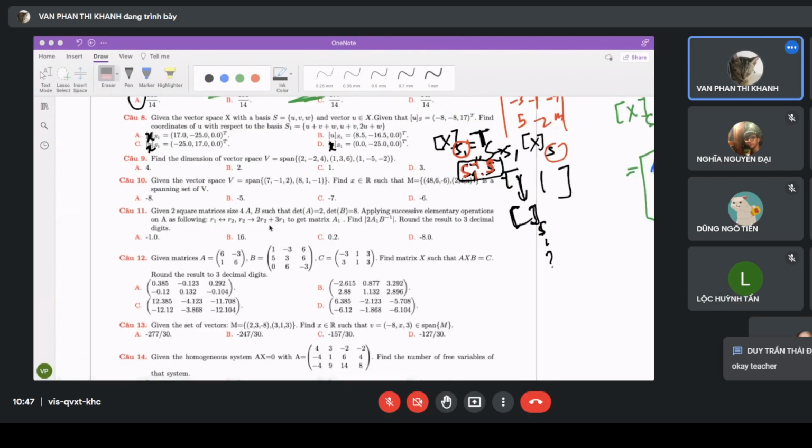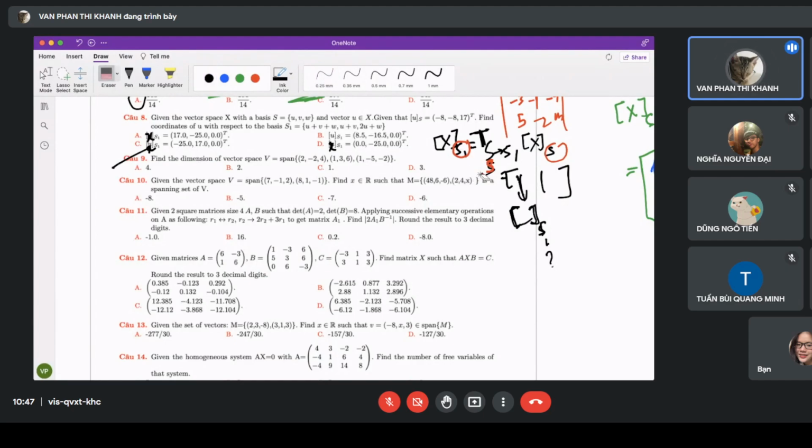Next question. Find the dimension. So what is the dimension of this space? It is equal to the rank of this one. Rank. So too easy, so I will skip this question, right? Because finding the rank is the basic step.